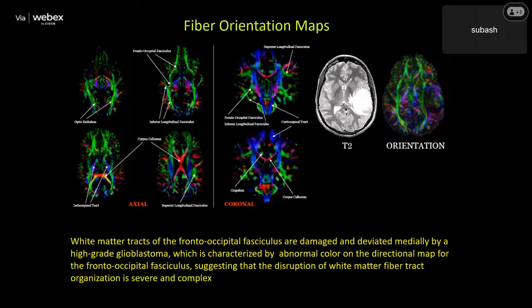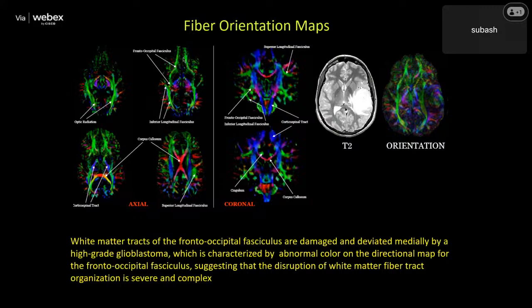And you can see an example here. There's a big tumor sitting over here, and this is the fronto-occipital fasciculus, which is a fiber that goes from the eye to the occipital cortex. You can see this is green throughout. So this is an intact fiber, and here on this side there's a tumor, and this tumor is pushing this fiber. Usually it should have come like this.